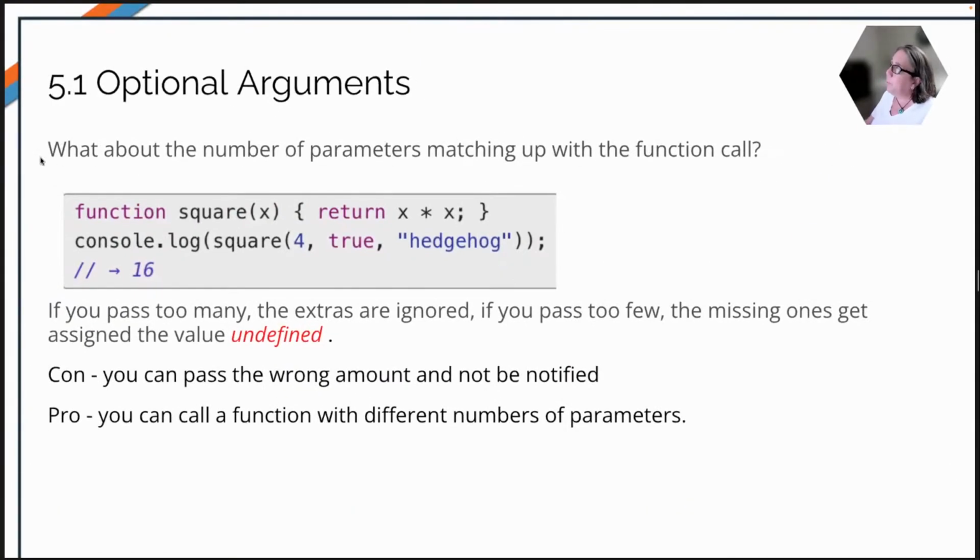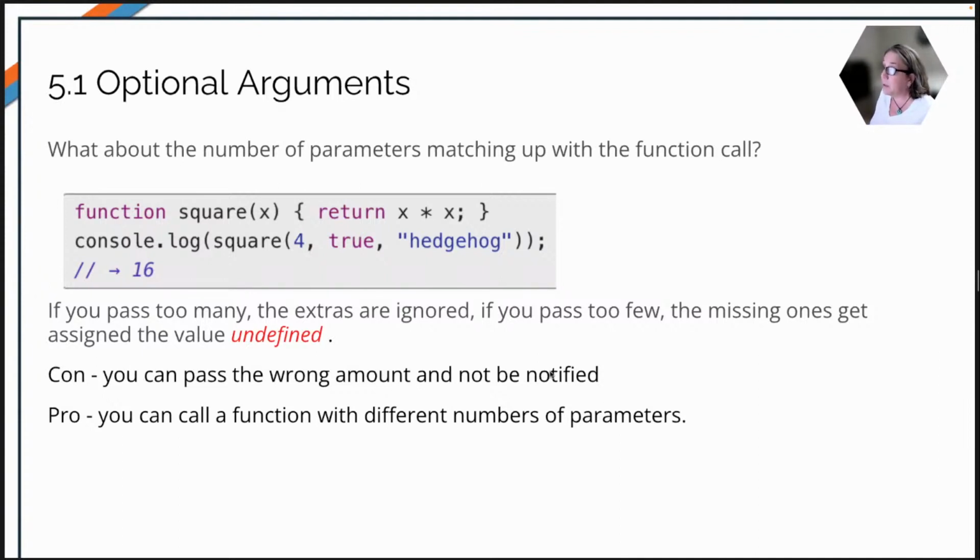Okay, what about the number of parameters matching up with your function call? If you pass too many, and this is where JavaScript is very unique, it ignores them. If you pass too few, the missing ones get assigned the value undefined. So that's a con, because you can pass the wrong amount and not be notified.